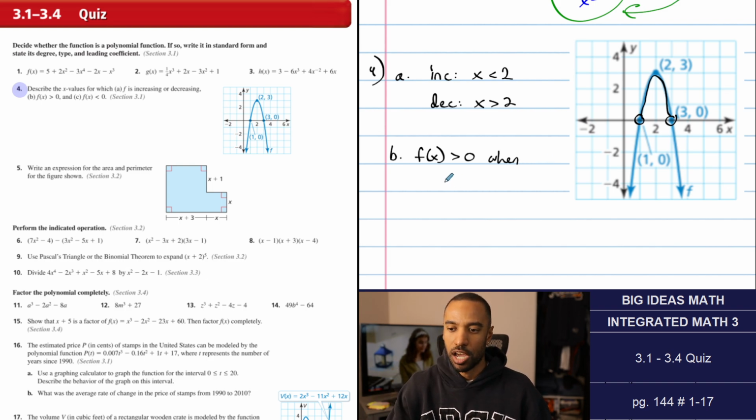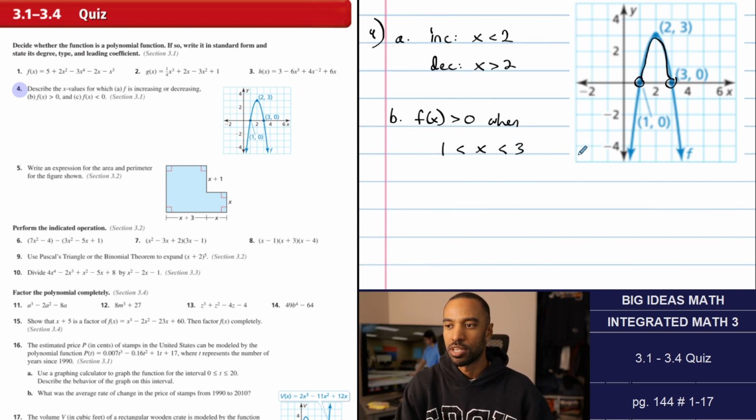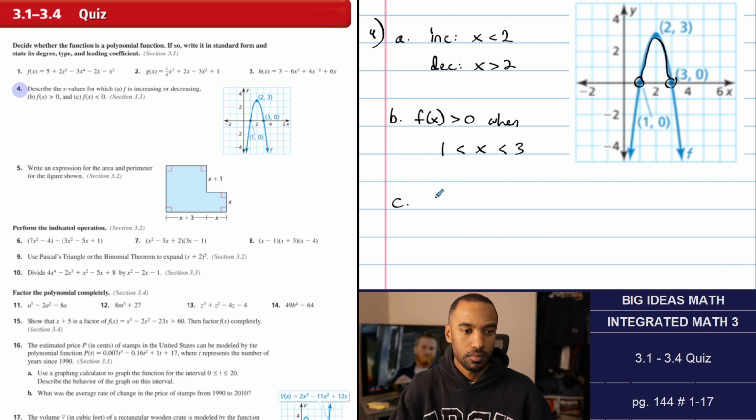So we can write that as a compound inequality. x is between 1 and 3. x values between 1 and 3 give us positive y values for this function. And they're not asking for the equation, but if we had the equation, we could plug in those numbers and see exactly that. So when is f of x less than 0?